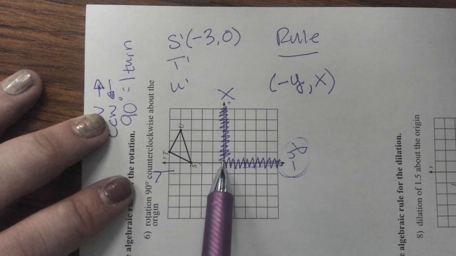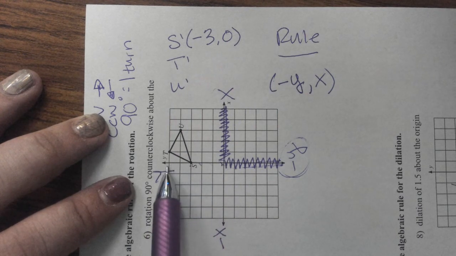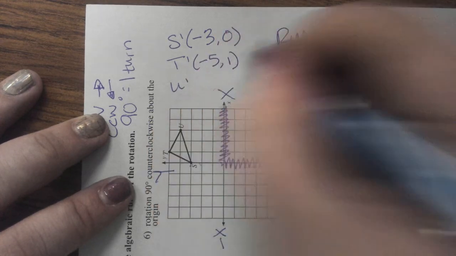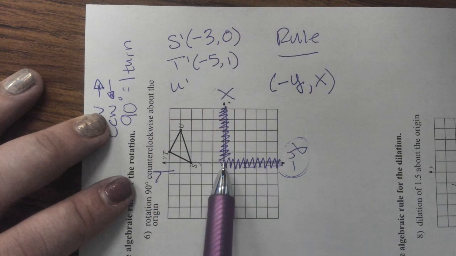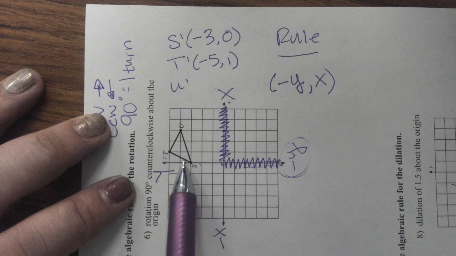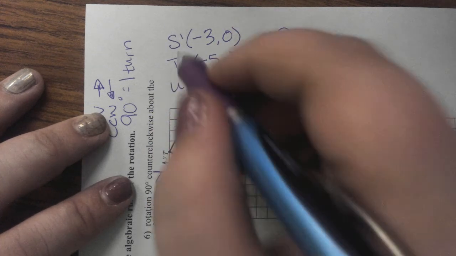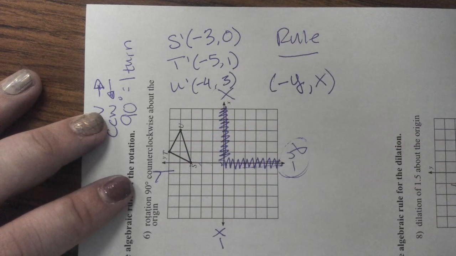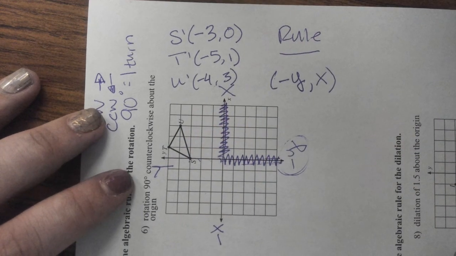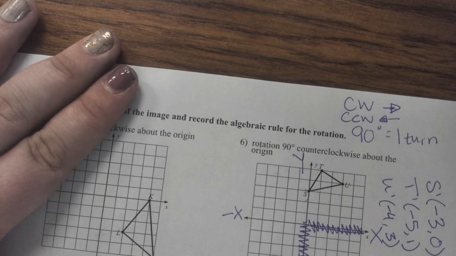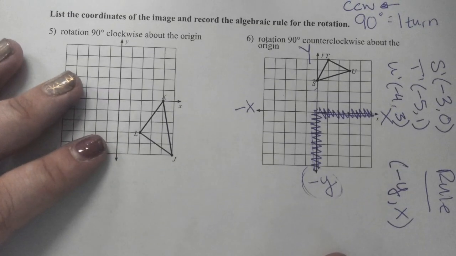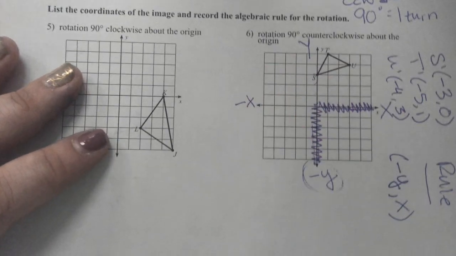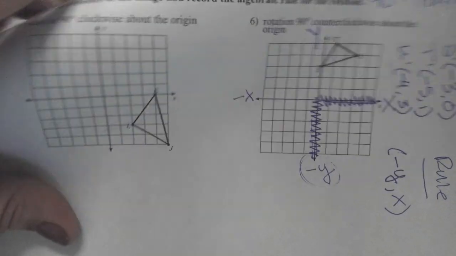T prime can be found by going left 5, up 1. That's the ordered pair negative 5, positive 1. And u prime can be found by going left 1, 2, 3, 4, up 1, 2, 3, so negative 4, positive 3. That's all you have to do. You do not have to turn it back to normal and plot the image. However, you could. If you did, you would find that this would be rotated just over here, one quadrant to the left.